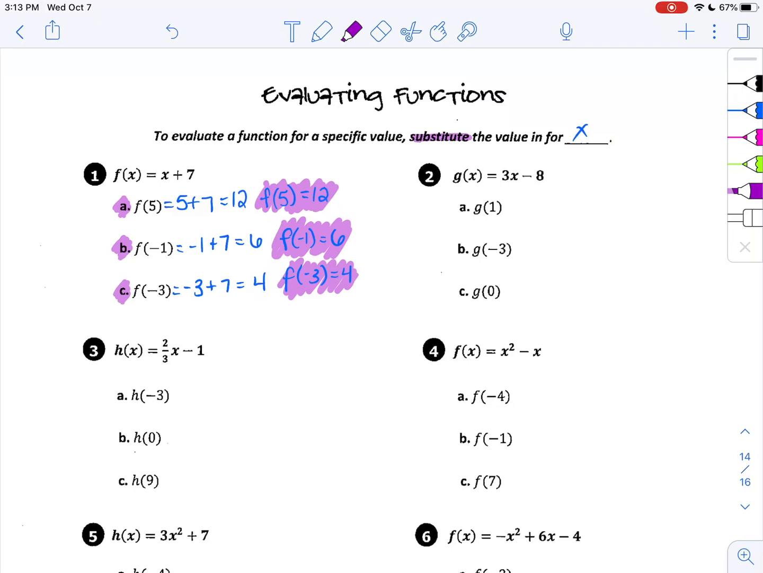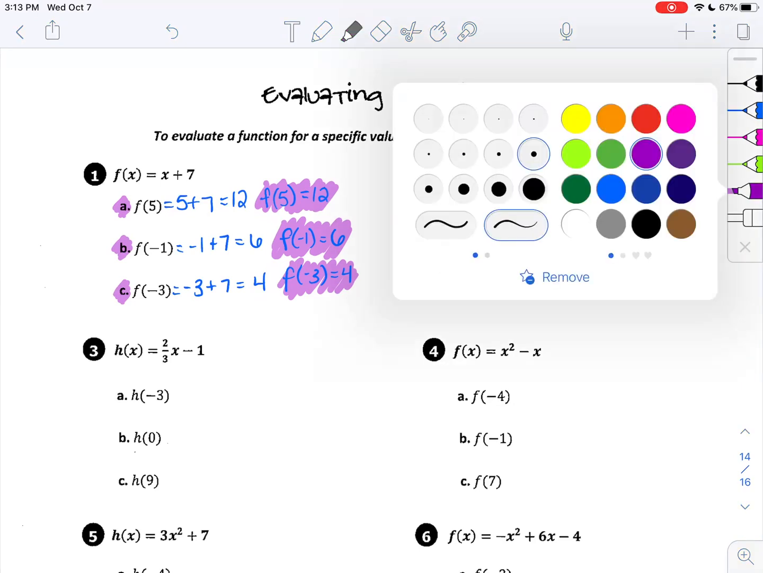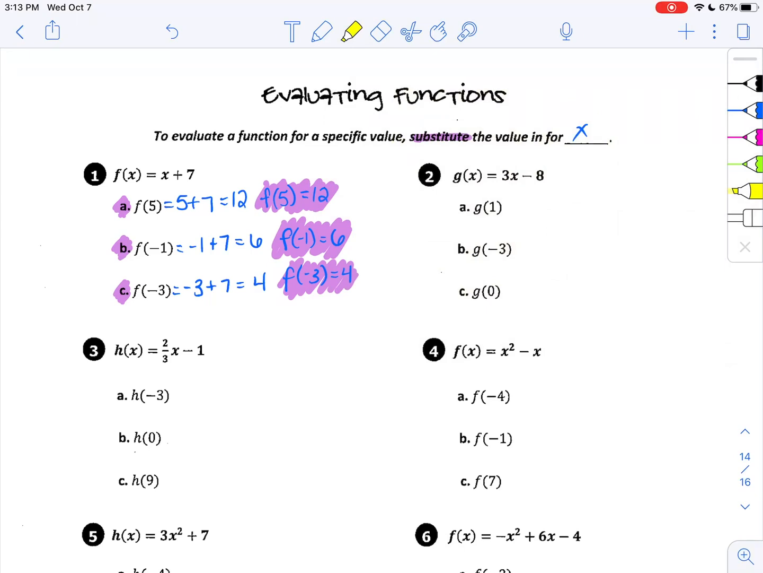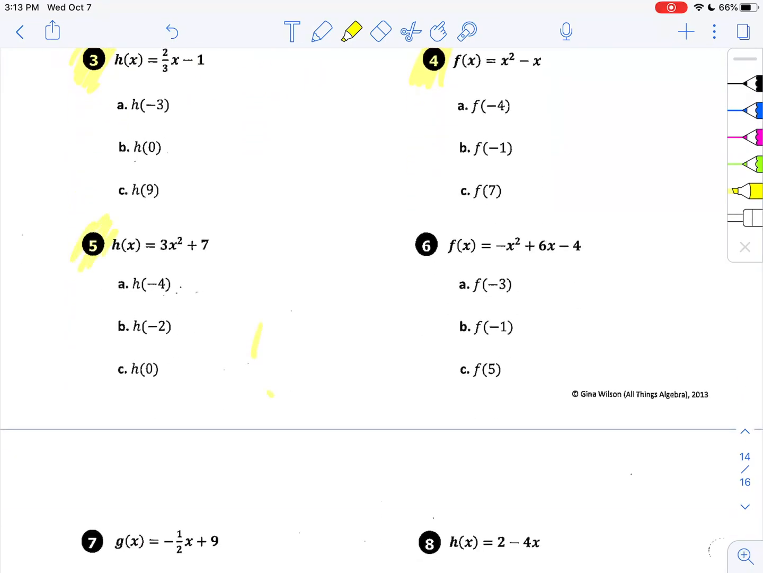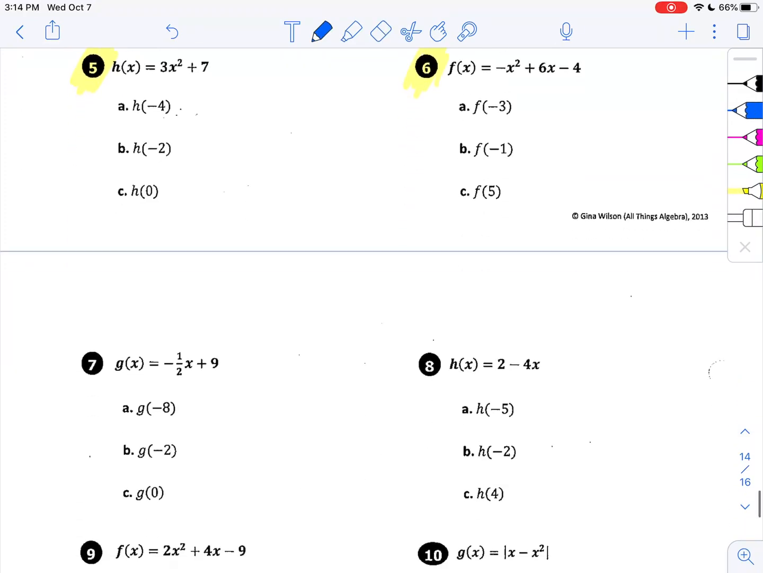So the big difference in evaluating functions now is that we're using function notation to communicate a little bit more clearly what we want somebody to do. I want you to go ahead and highlight number 2 through 6. And then let's take a look at number 7 together.